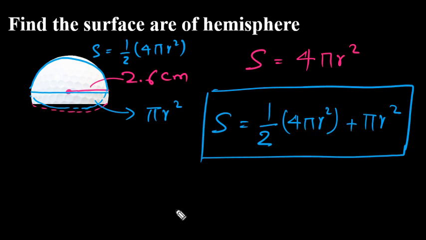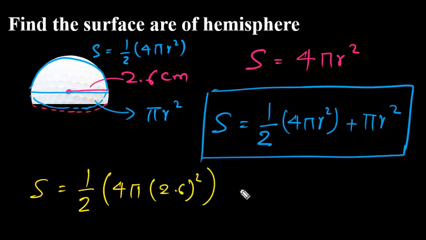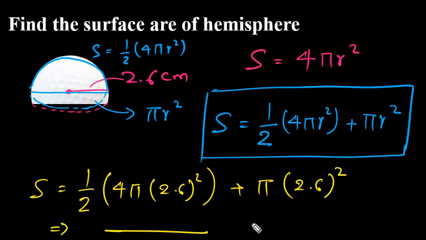And now you will substitute the value of the radius. That's it. So S equals 1 over 2 times 4 pi times 2.6 square plus pi times 2.6 square. Solve this and you will get your answer. Centimeter square will be the unit. Solve this and write your answer in the comment box.